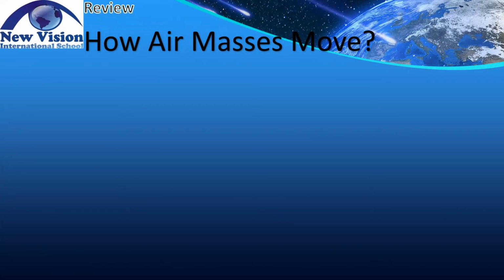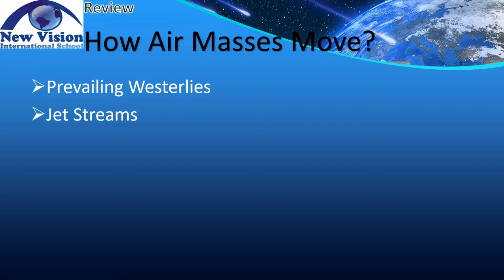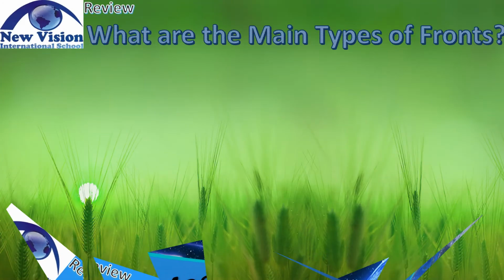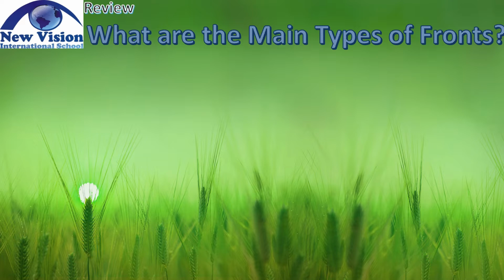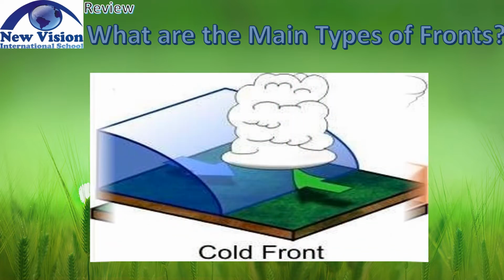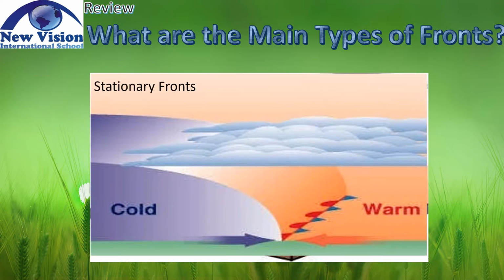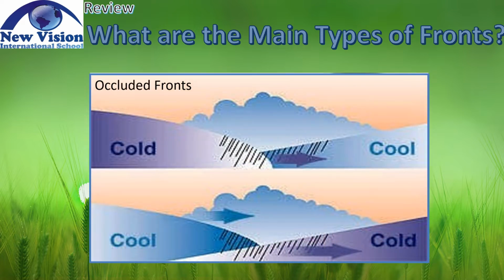How do air masses move? Air masses move by prevailing westerlies, jet streams, and fronts. What are the main types of fronts? So when we say fronts, these are boundaries between two air masses. Colliding air masses can form four types of fronts. So we have cold fronts, warm fronts, stationary fronts, and occluded fronts.